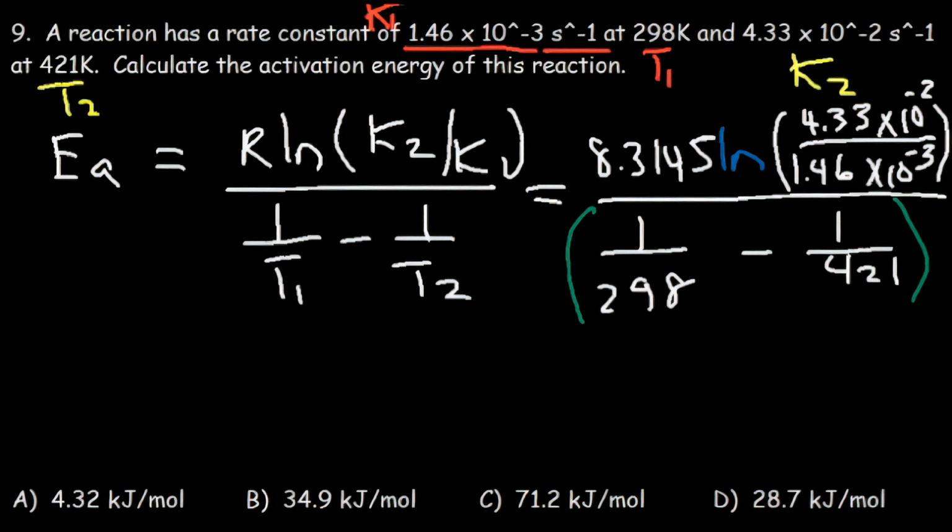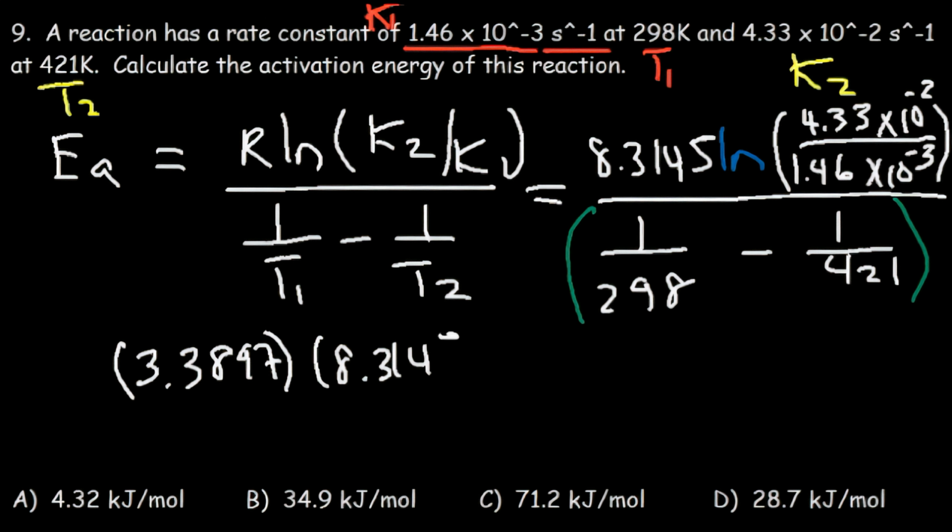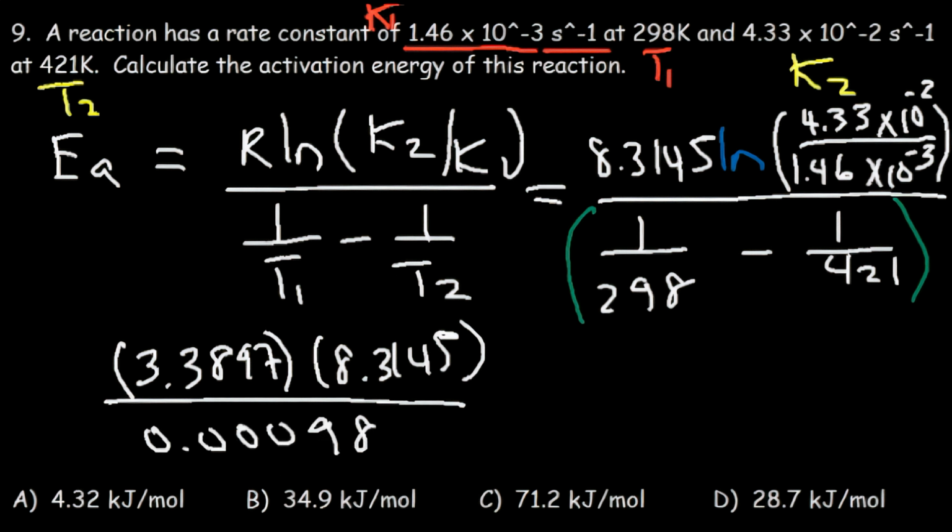So let's start with the natural log. Let's type in ln of 4.33 times 10 to the minus 2 divided by 1.46 times 10 to the minus 3. So you should get 3.3897. And then that number is multiplied by 8.3145, but we'll do that later. Now if you type in 1 over 298, that's about 0.0033557. Subtract that by 1 over 421. You should get 0.0009804.